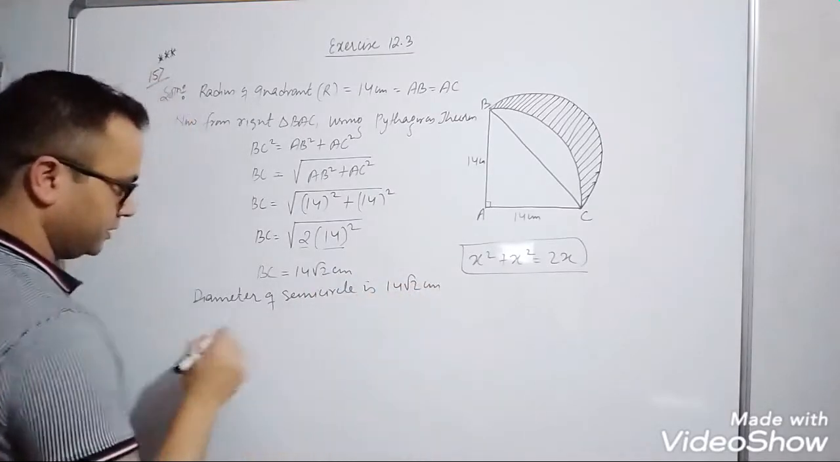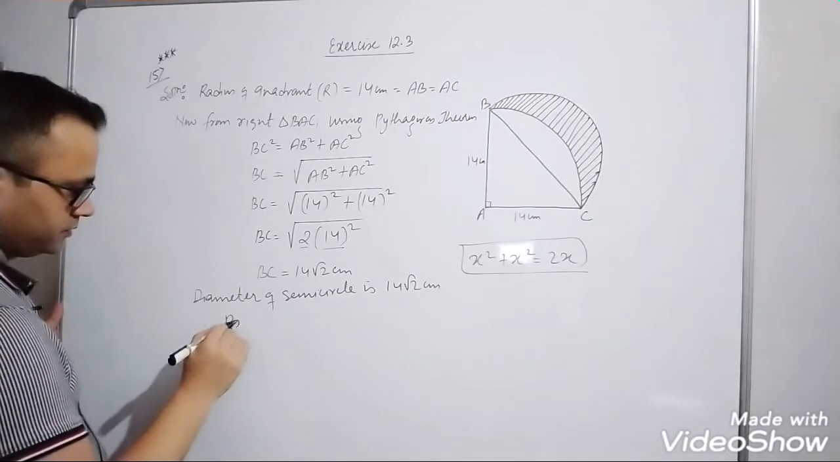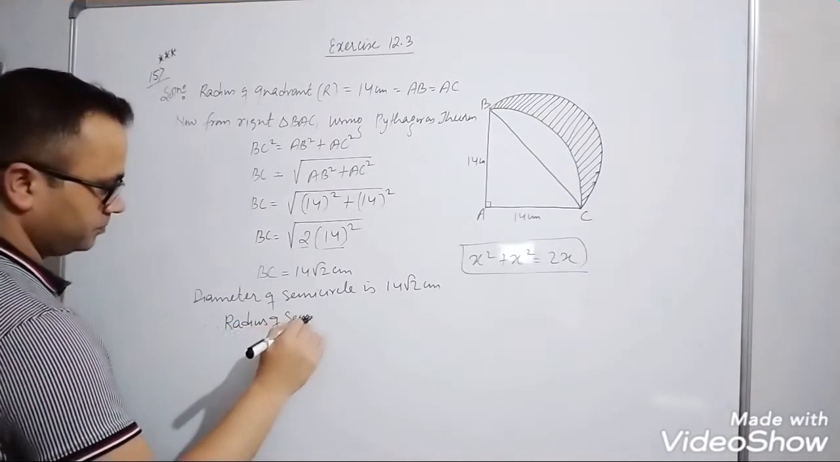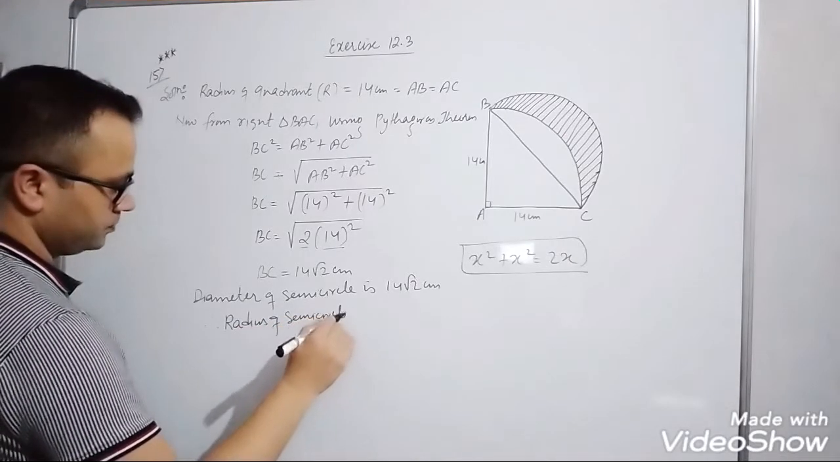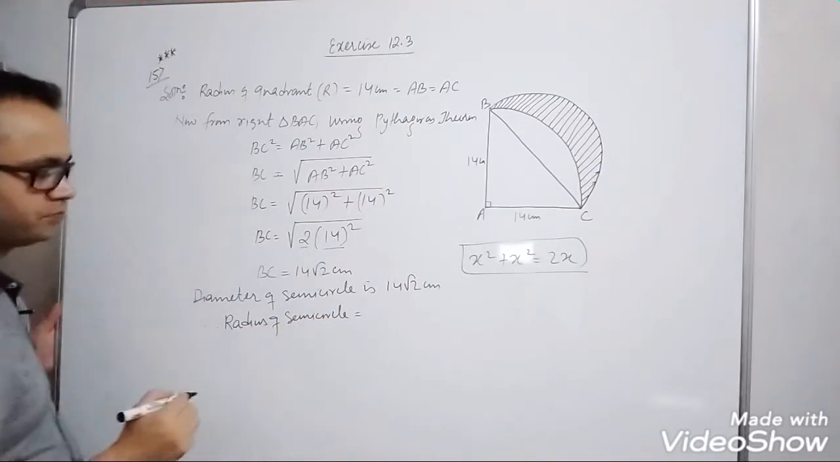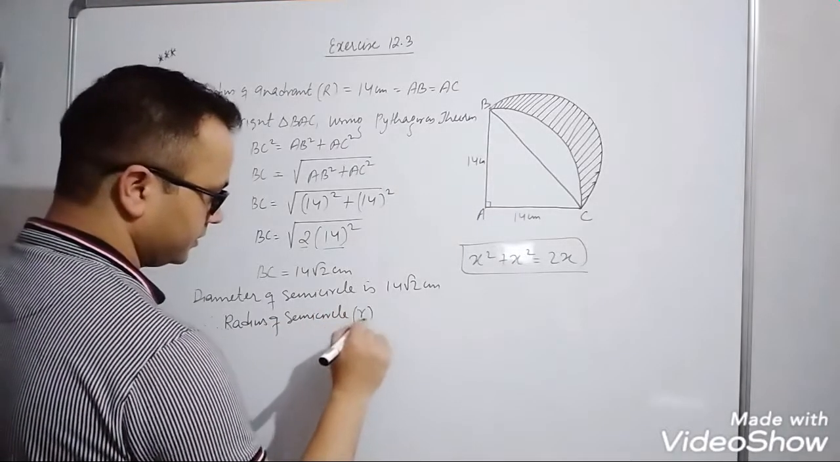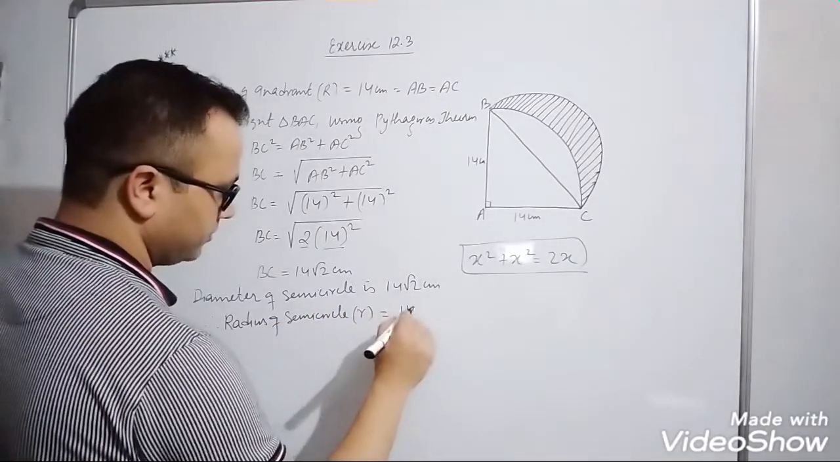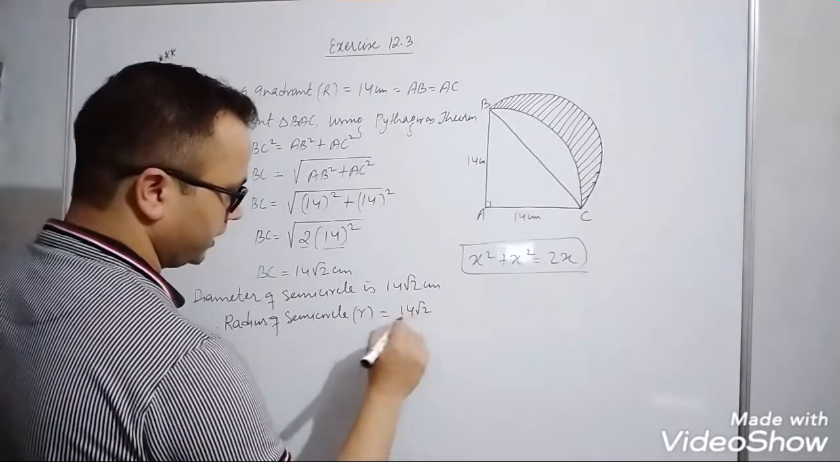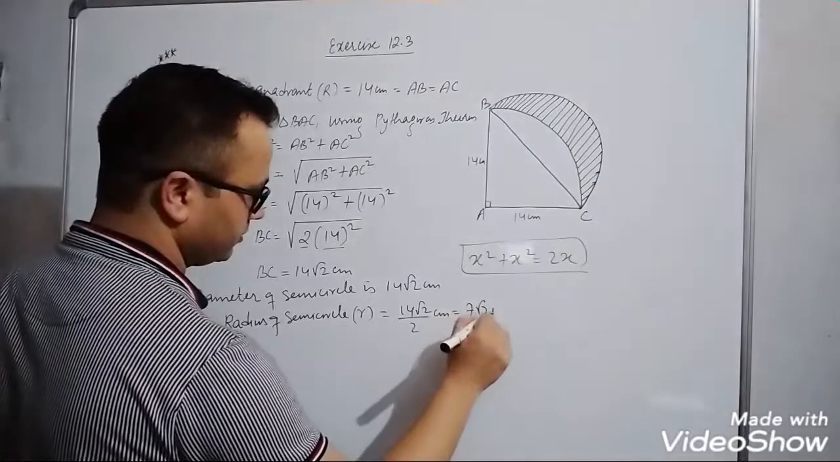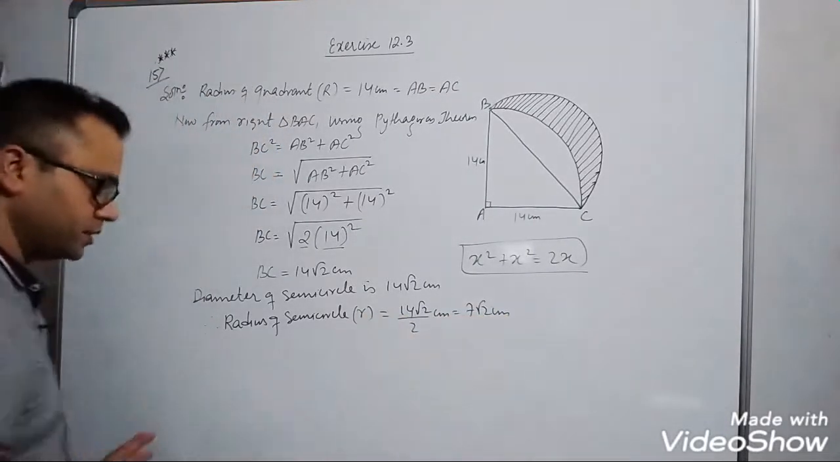Now calculate the radius. Therefore, radius of semicircle, it is small letter r, equals to 14 root under 2 by 2 centimeter. So this equals to 7 root under 2 centimeter. So this is the radius of semicircle.